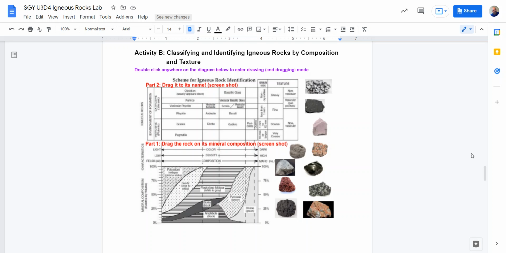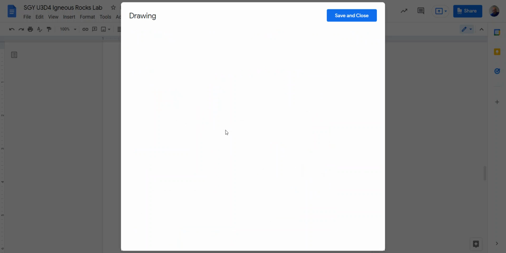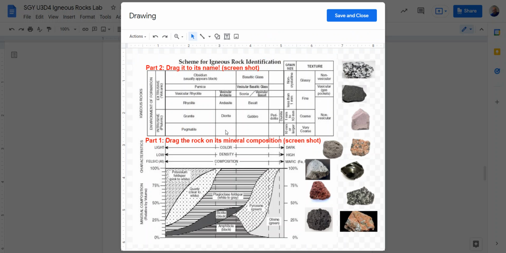And the way they would do this is start with part one at the bottom first, do that part, screen capture it, and then move on to part two and just move the rocks from part one part of the diagram onto the names. And it actually will look better when they open it up. The table gets clearer, and you guys know what's going to happen here.